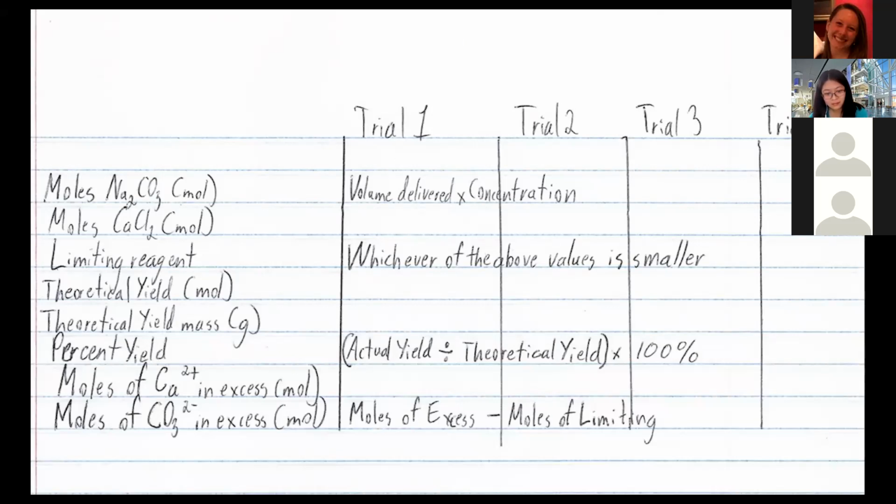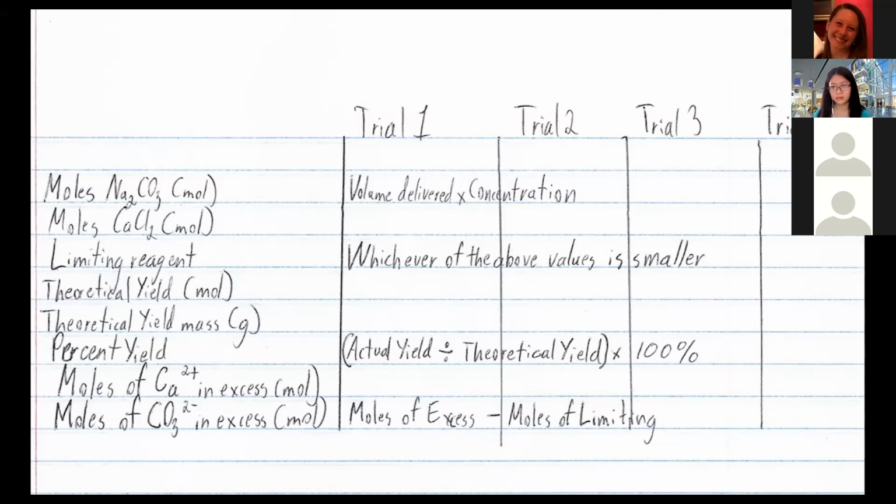We're also going to be reporting the number of moles in excess of either the calcium ion or the carbonate ion. This will be done by subtracting the number of moles of the limiting reagent from the number of moles of the excess reagent. And whatever is left over is moles of excess. This is because the moles of limiting reagent is the total maximum number of moles that can be reacted in the solution.